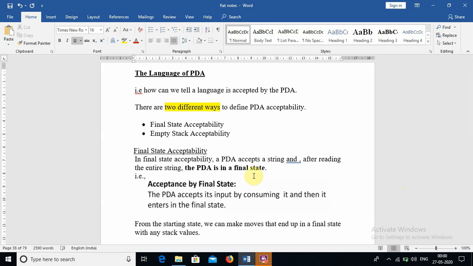Okay, so there are two ways to define whether the language is accepted by the PDA or not. One is final state acceptance, the second one is empty stack acceptance. So let's see them one by one.